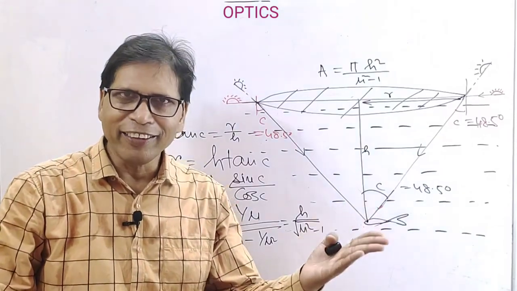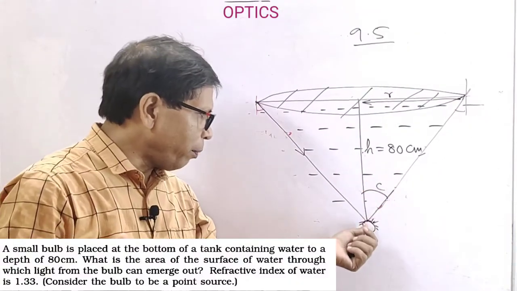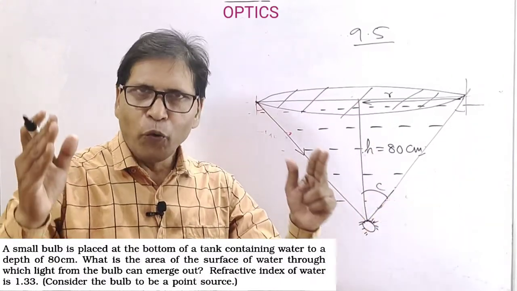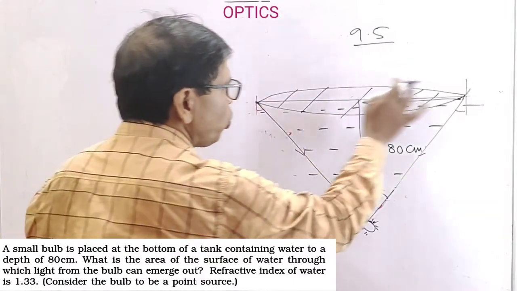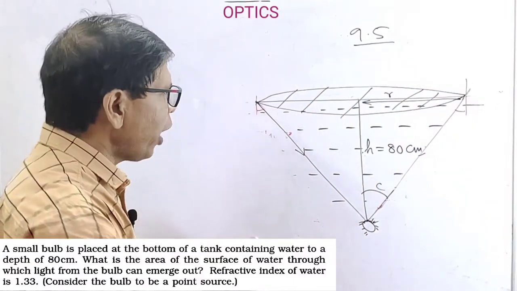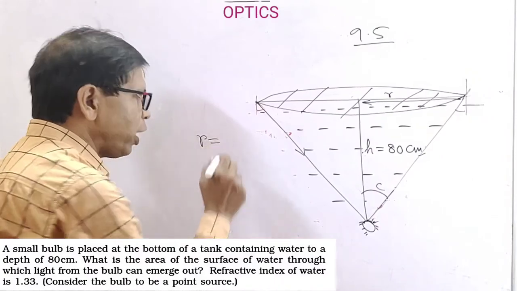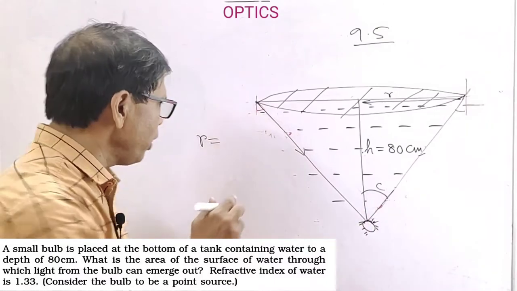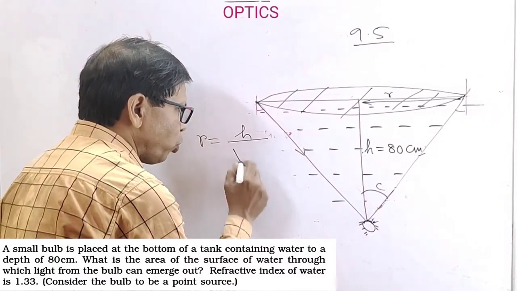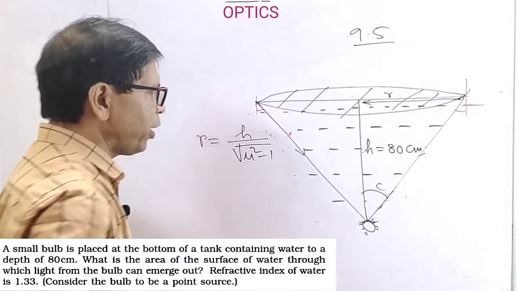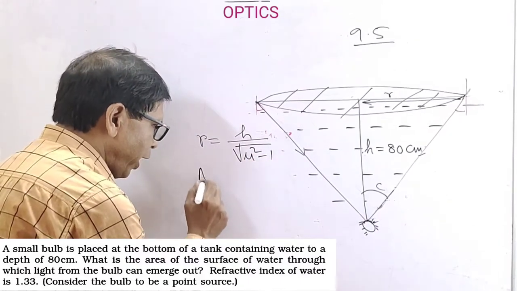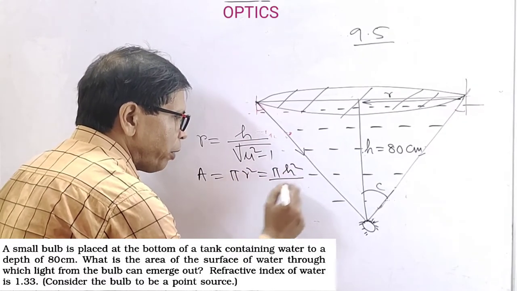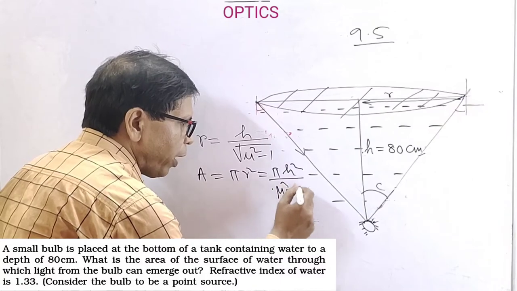Okay, understood? Now next, a light bulb is placed at the bottom of a tank of depth 80 centimeters. We have to calculate the area through which the light comes from it. Now we know the radius of the cross section through which the light comes from the bulb is r equal to h divided by root under of mu square minus 1. So area A equals pi r square, so pi into h square divided by mu square minus 1.